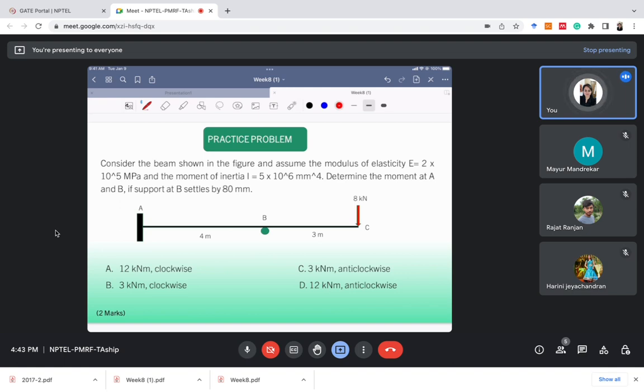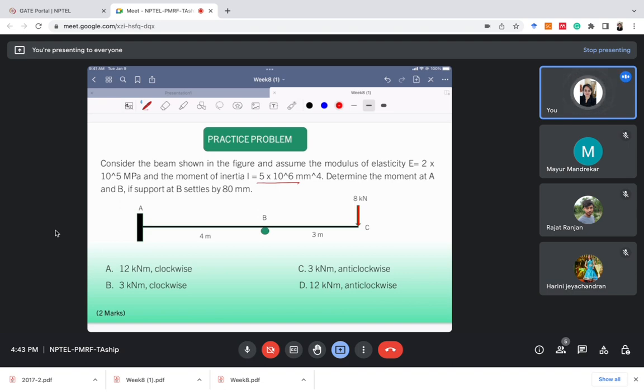So this is a question in which there's a beam ABC. It's a propped cantilever kind of beam with an overhang. Consider the beam as shown in the figure. Assume the modulus of elasticity E as 2 into 10 to the power 5 MPa. MPa means Newton per mm square, so I'll keep everything in Newton and mm. And the moment of inertia is given as 5 into 10 to the power 6 mm to the power 4.